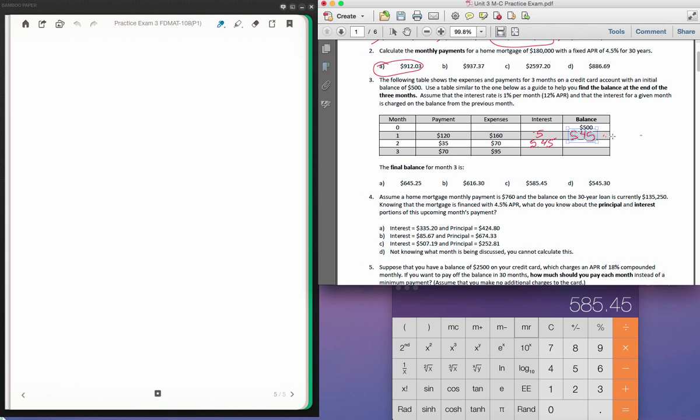Once again, if I select that, it's going to highlight, so I'm going to be a little careful with this. So 545 was right here. This one is 585.45. All right, so now we're going to calculate the interest off that one. And we do that by multiplying by 0.01, which happens to be 585. And so we'll round it down to the nearest cent.